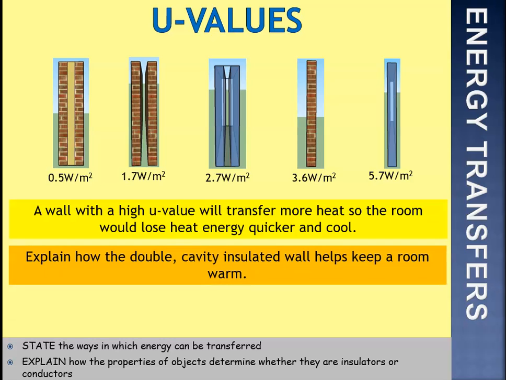So how does the double cavity insulated wall keep a room warm? Well, what we're trying to reduce there, we're trying to reduce both conduction and convection. Conduction is where heat will transfer through a solid, it will transfer through the solid itself and to the outside. By putting a gap in between there, we're stopping that particle from transmitting it to the next particle. So we stop conduction. We also stop convection.